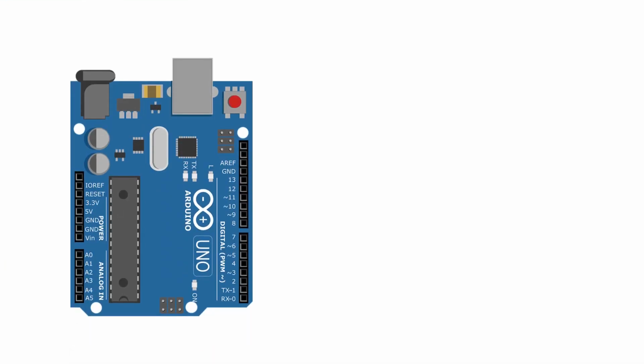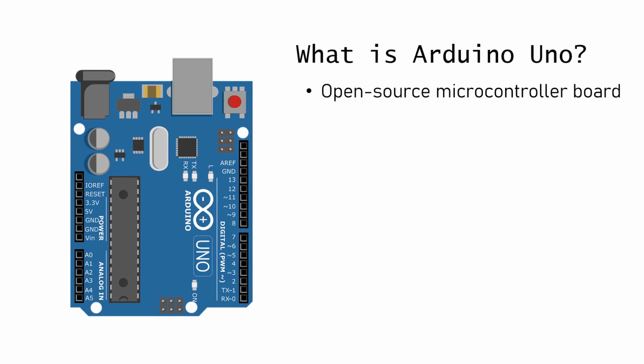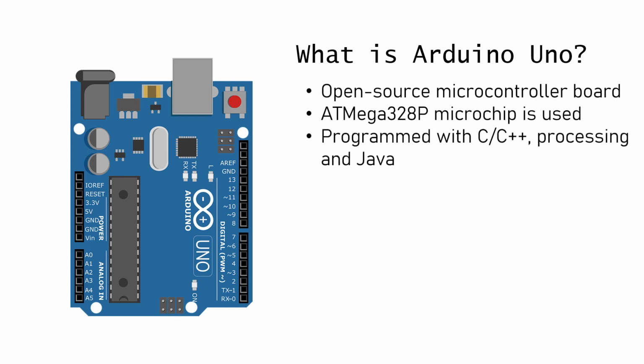Namaste. What is Arduino UNO? It is an open source microcontroller board. It uses the 8-bit ATmega328P microchip, programmed with C, C++, Processing and Java.